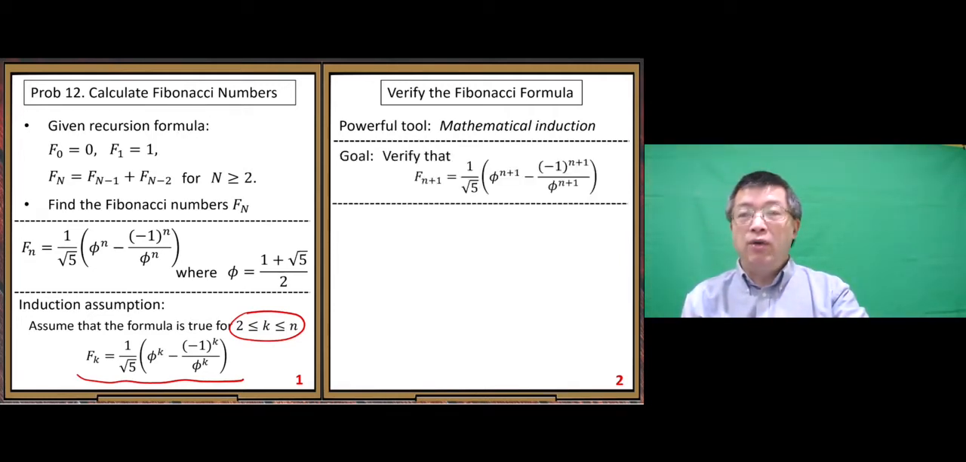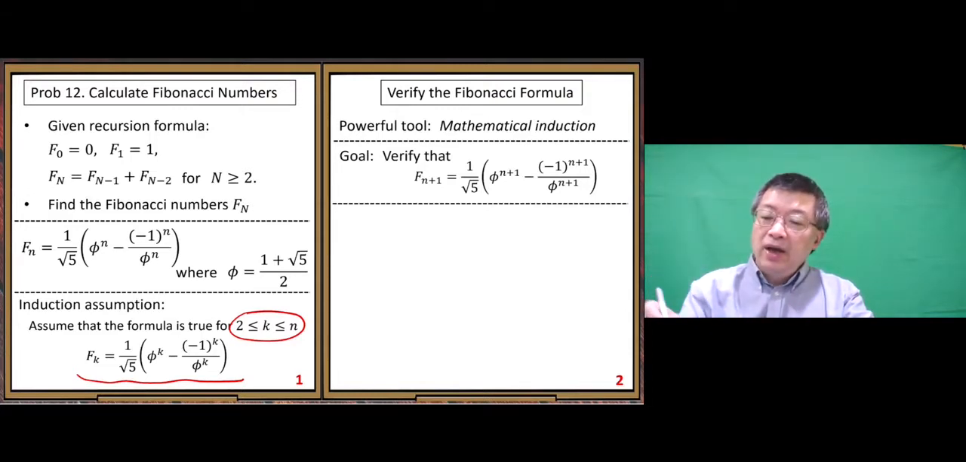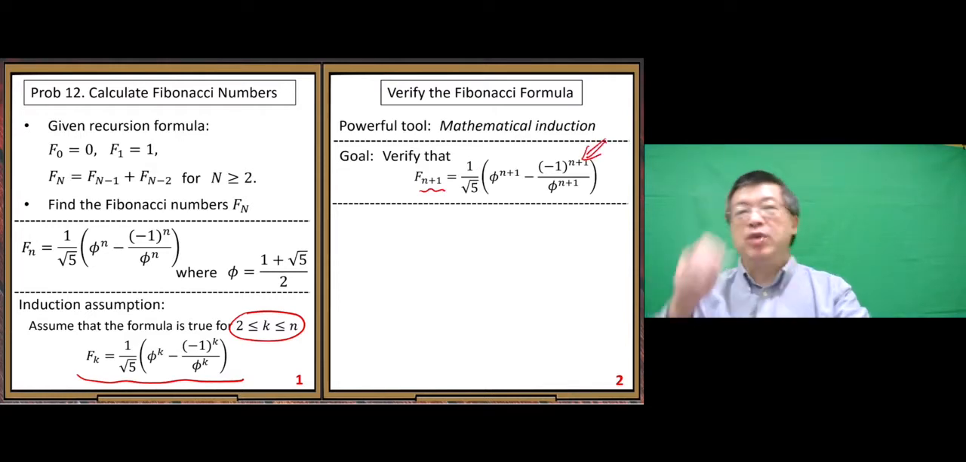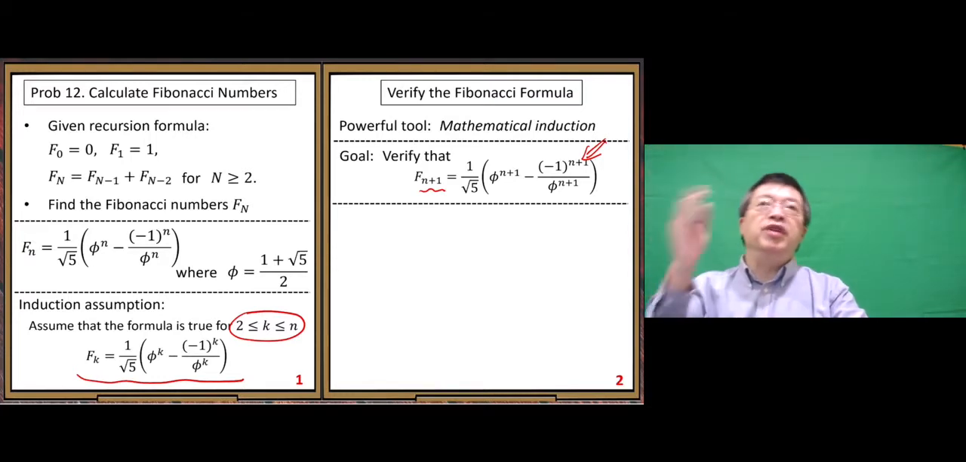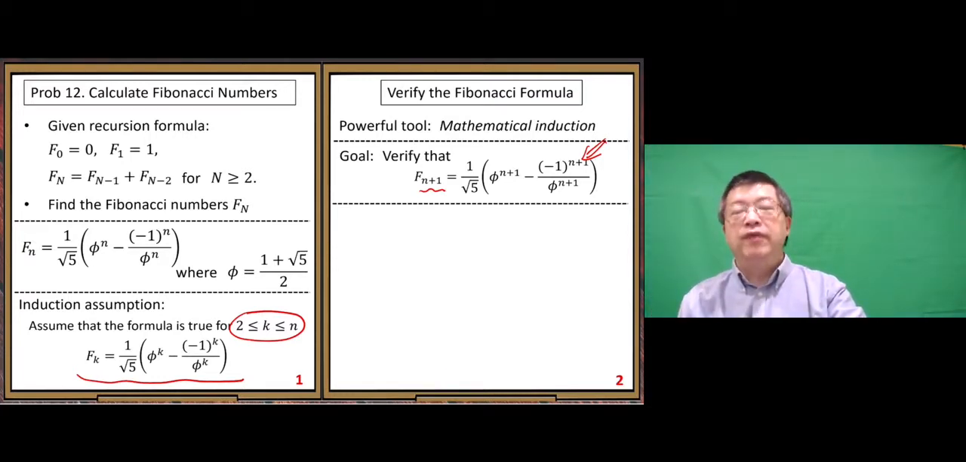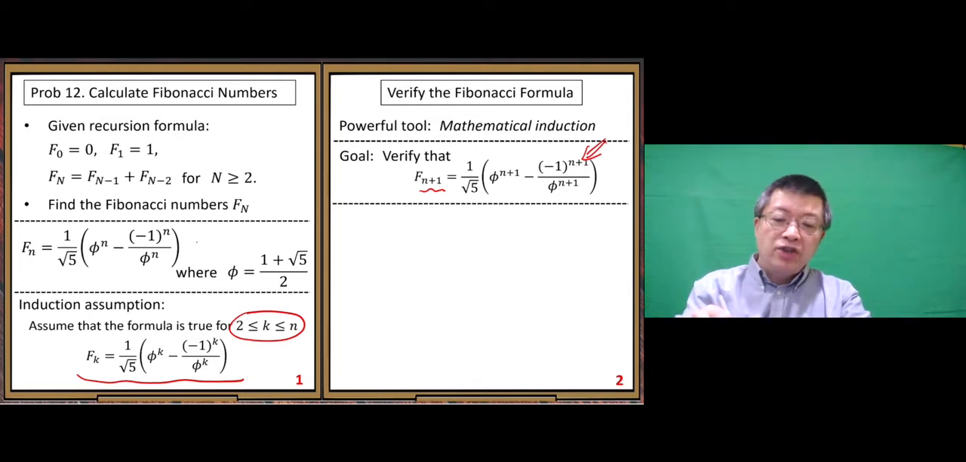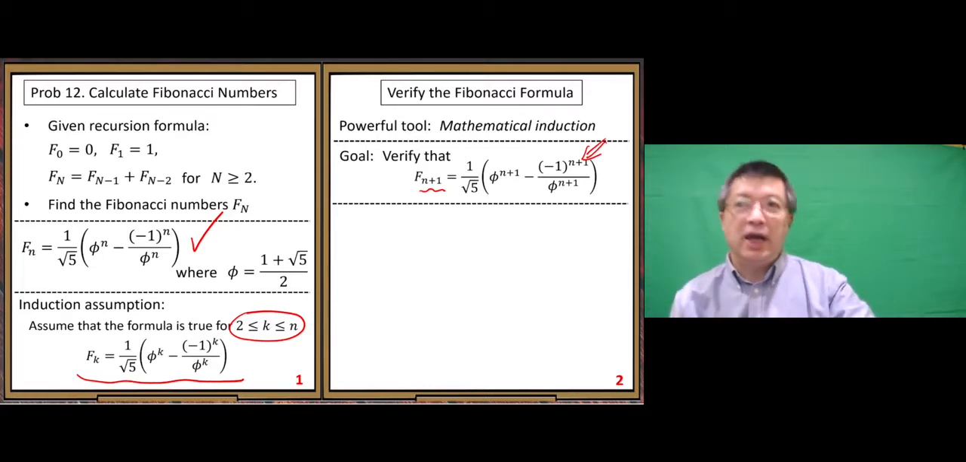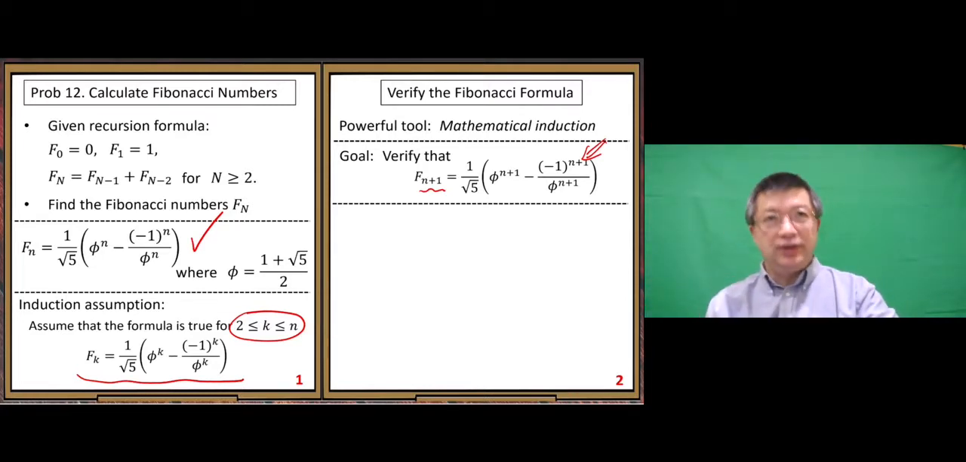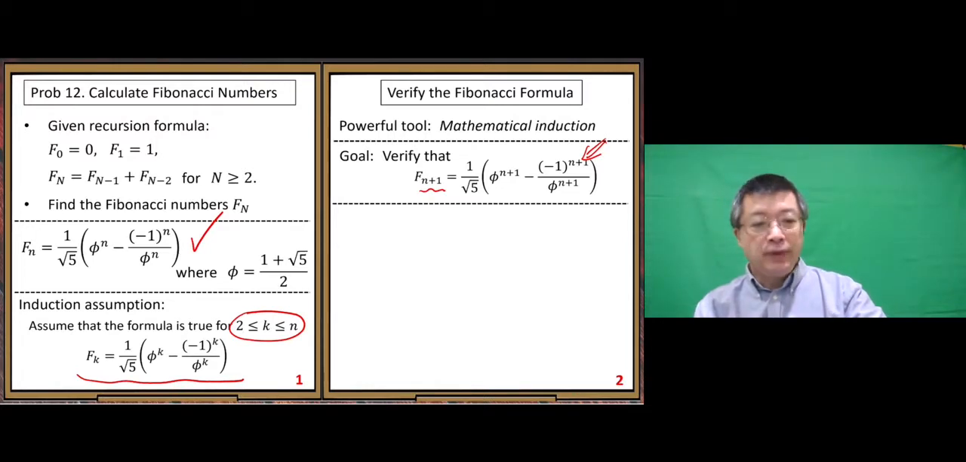Next, our goal: we need to verify f sub n plus 1 equals that expression. If we can do that, we prove that the Fibonacci formula is correct. That's simple. Okay? All right. So now we need to do the step. Not very easy.